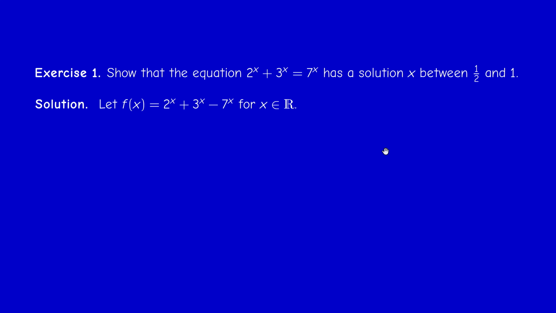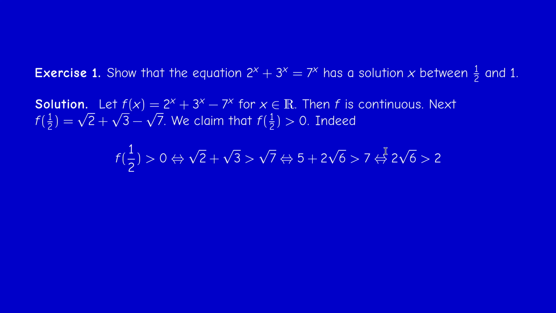So let f(x) be the difference between the two sides. It's a continuous function on R. And if you evaluate f at 1/2, you will get radical 2 plus radical 3 minus radical 7. Of course, you can compute this with a calculator, but even without a calculator, you may check that this is positive.